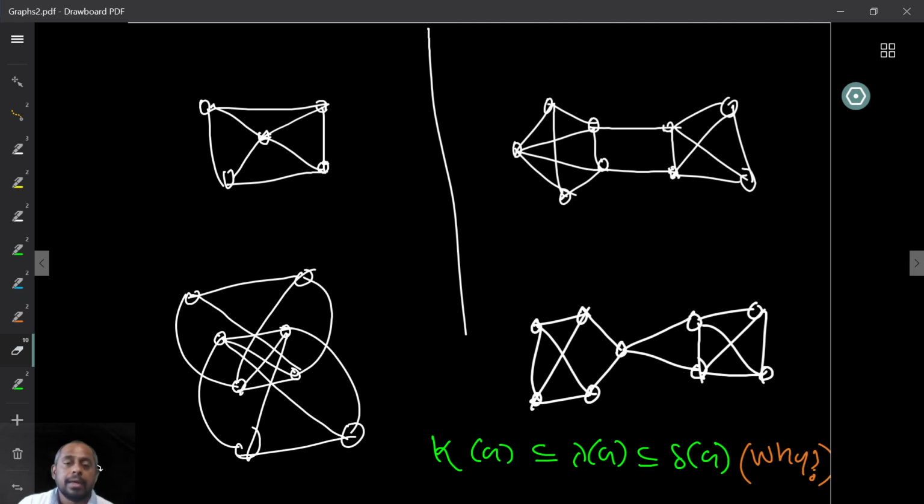Now, if you look at more examples, you can see that the vertex connectivity is going to be less than or equal to the edge connectivity of the graph, and the edge connectivity is going to be less than or equal to the minimum degree of the graph. This is something that you can see by looking at examples. Now the question is why this is true. So maybe you can think about this and try to give a proof. I will say that this is a good homework. So, vertex connectivity is less than or equal to edge connectivity, which is less than or equal to minimum degree.